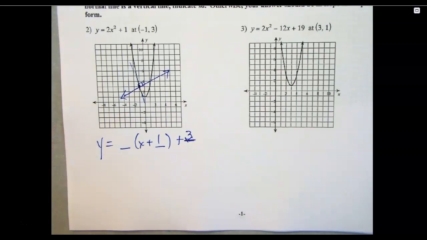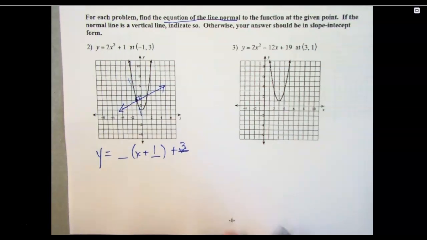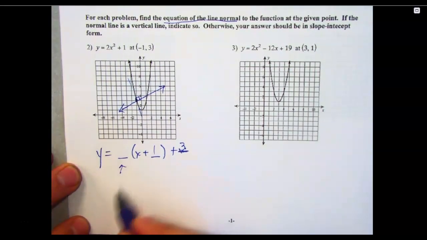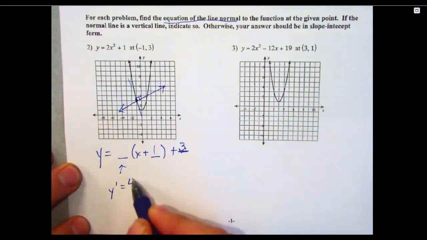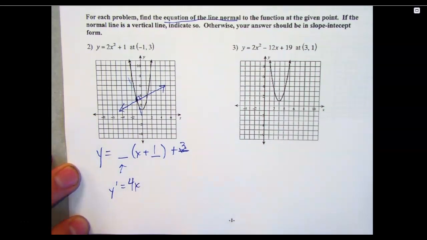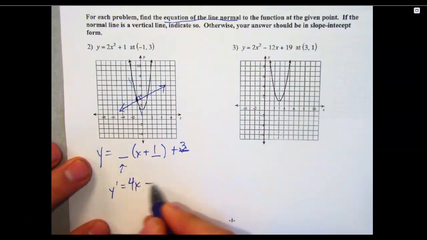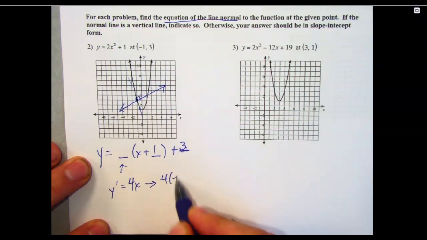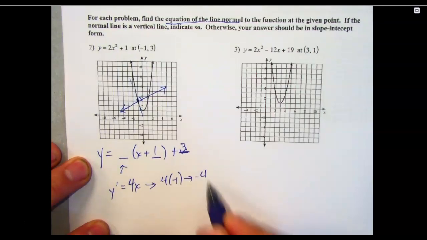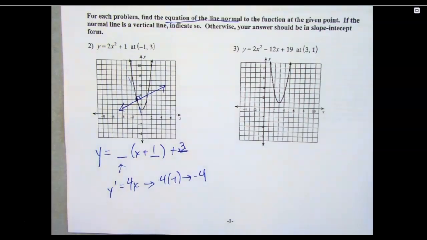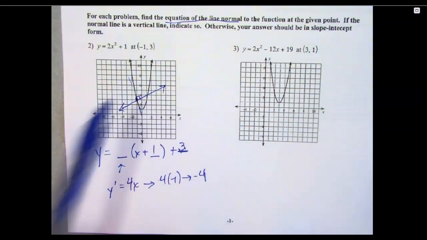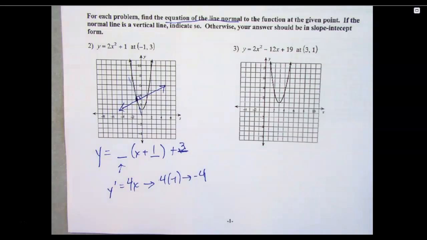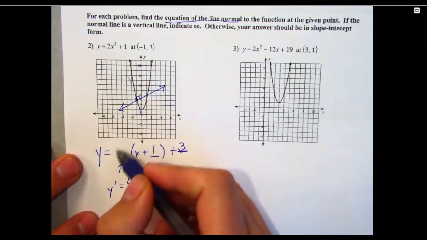So what I need is the slope, and that's what the calculus is going to allow us to do. So to find the slope at any point, I take the derivative and plug in. So the derivative is 4x. And I want the slope when x equals -1. So the slope is -4, but that's the slope of the tangent line. The derivative tells us the slope of the tangent line. So what is the slope of the normal line? So we're going to put a 1/4.